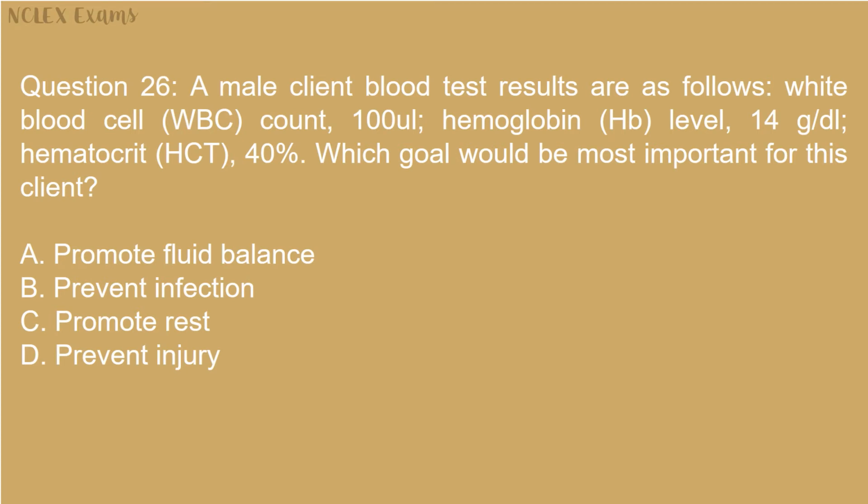Question 26. A male client's blood test results are as follows: white blood cell (WBC) count, 100/dL; hemoglobin (HB) level, 14 grams/dL; hematocrit (HCT), 40%. Which goal would be most important for this client? A. Promote fluid balance. B. Prevent infection. C. Promote rest. D. Prevent injury.